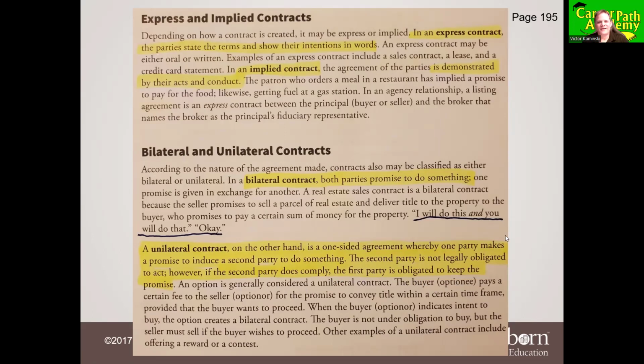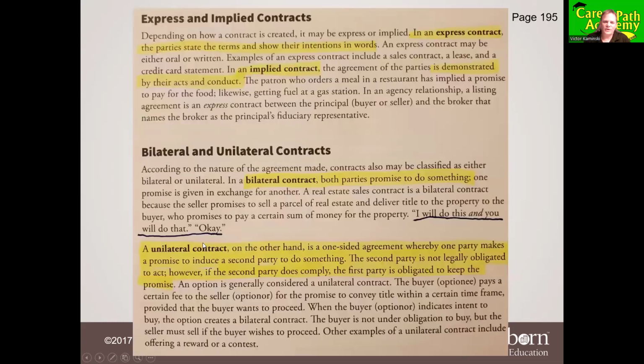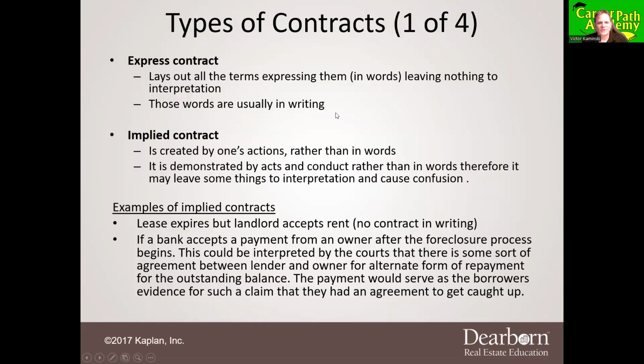All right. So here, an implied contract is... let's look at my definitions here for express, implied, and then we'll go over the unilateral and bilateral. I have my own definitions for these. An express contract lays out all the terms, expressing them in words, leaving nothing to interpretation. Those words are usually in writing. An implied contract is created by one's actions rather than their words, and it's demonstrated by their acts and conduct rather than words. Therefore, it may leave some things to interpretation and cause confusion.